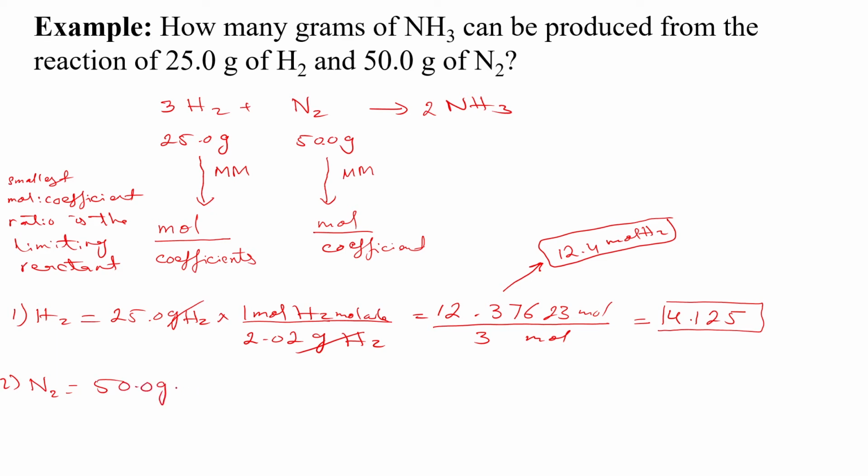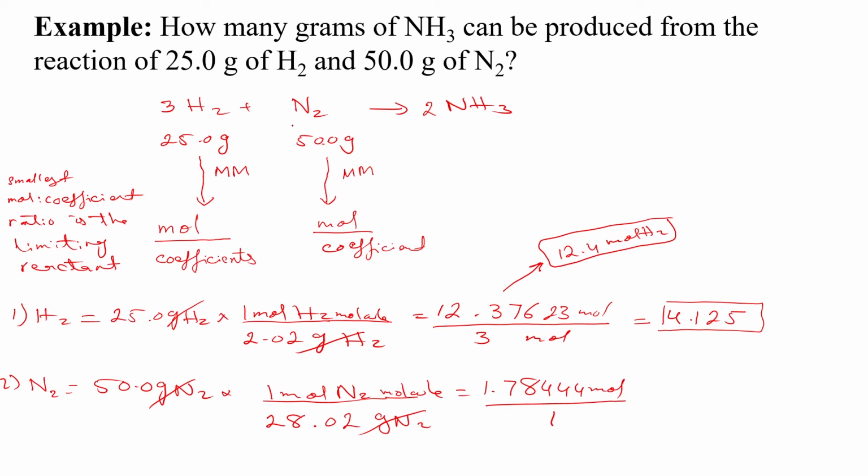50.0 grams of nitrogen. We are going to convert it to moles of nitrogen. 28.02 grams of nitrogen. This is cancelled. 1.78444 moles, divided by 1 because the coefficient for nitrogen is 1, right? It is going to be again the same number.